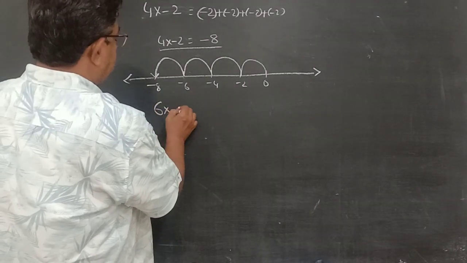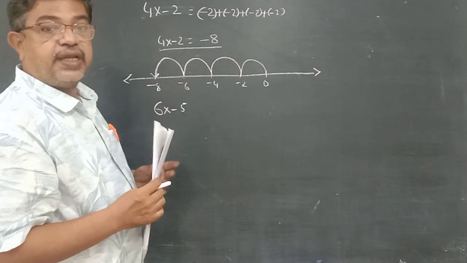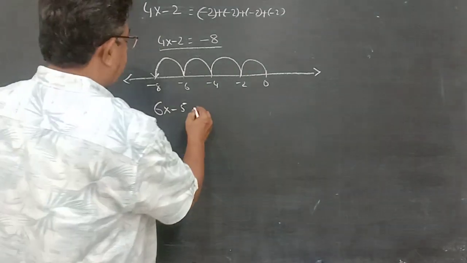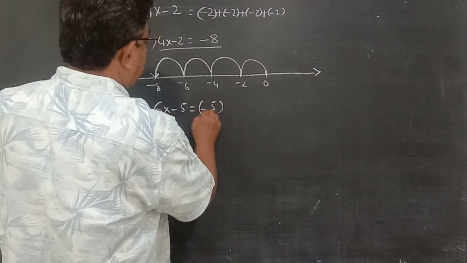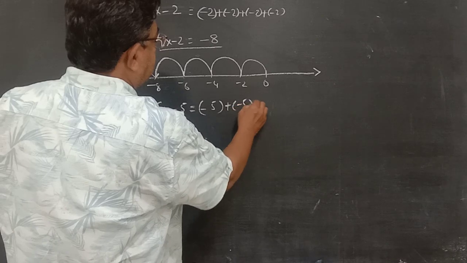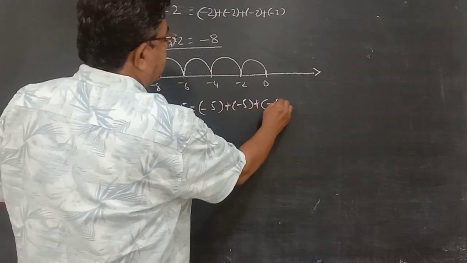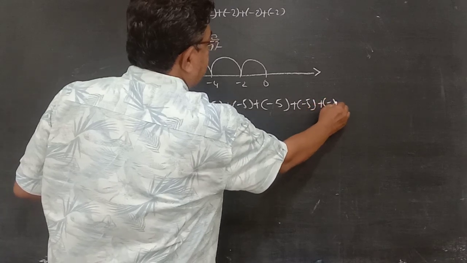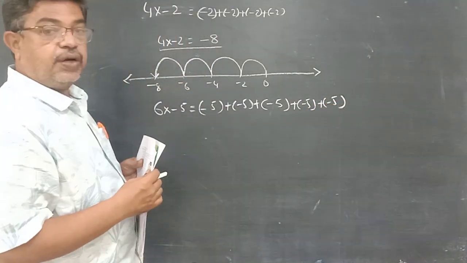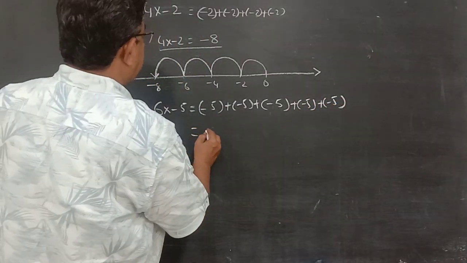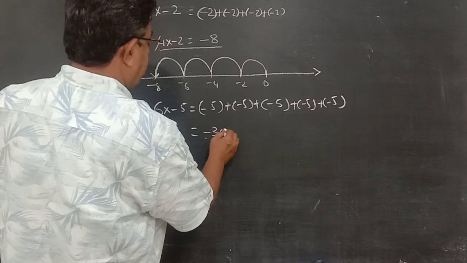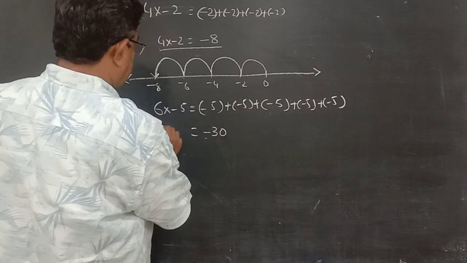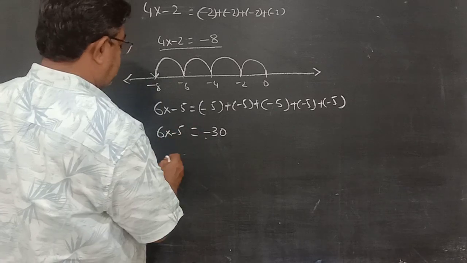Similarly, you can try 6 into minus 5. 6 times minus 5. That is, minus 5 you want to add 6 times. Minus 5 plus minus 5 plus minus 5 plus minus 5 plus minus 5 plus minus 5. It is equal to minus 30. 6 into minus 5 equal to minus 30.